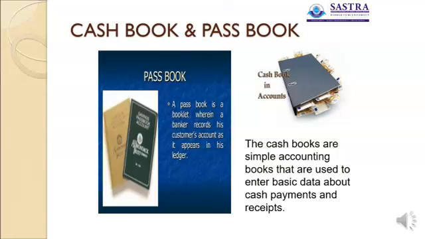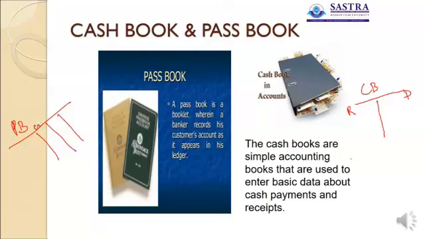Let us see cash book and passbook. See, the passbook is a booklet wherein the banker records his customer's account as it appears in his ledger. Whereas the cash book in accounts is a simple accounting book that is used to enter basic data about cash payments and receipts. See here the cash book, which is recorded with the receipts and payments, whereas here the passbook is recorded with all credits and debits.